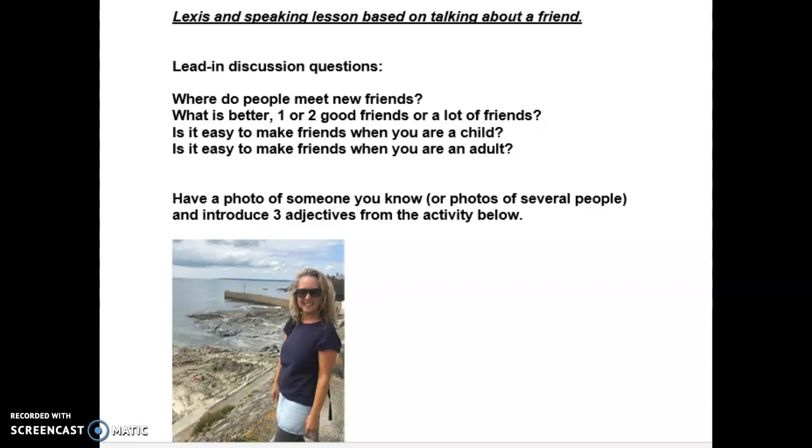Next, we need to introduce our target language, which are the adjectives of character or personality. So we're going to start off here by introducing 3 of the adjectives, and they need a context. And we're going to move from meaning to form. So I've got a photo here of my friend Sorrel, and you could show a photo of a friend of yours, or photos of 3 people that you know, and use these photos to elicit the adjectives to get the students started. So I might say, this is my friend Sorrel.